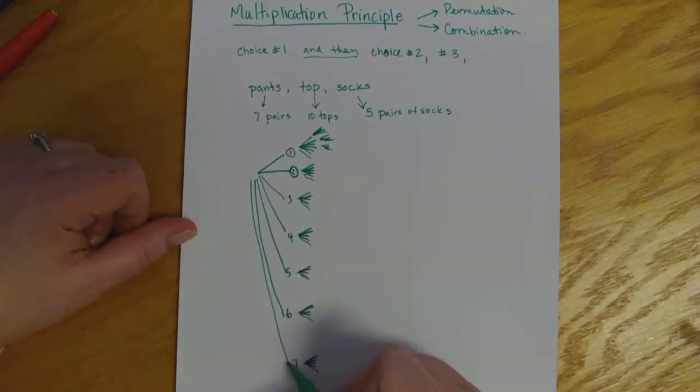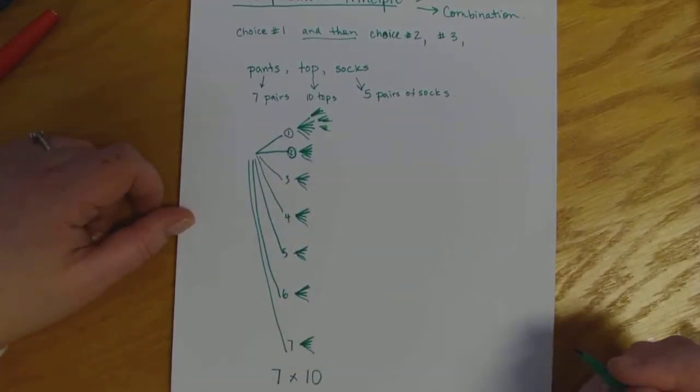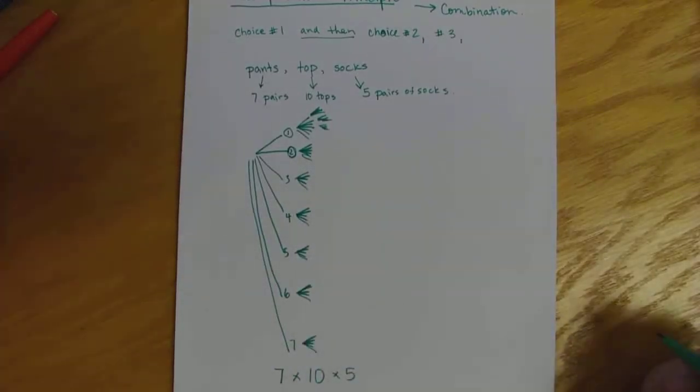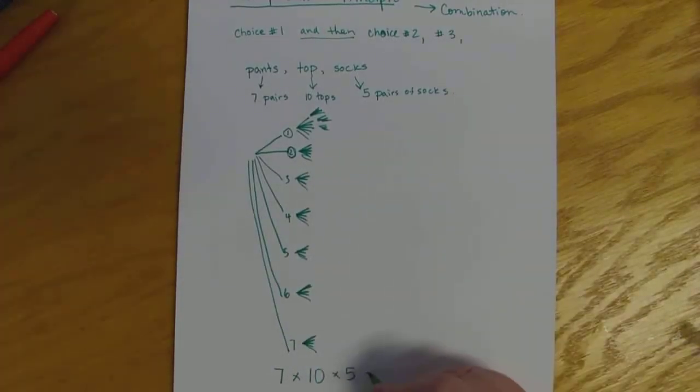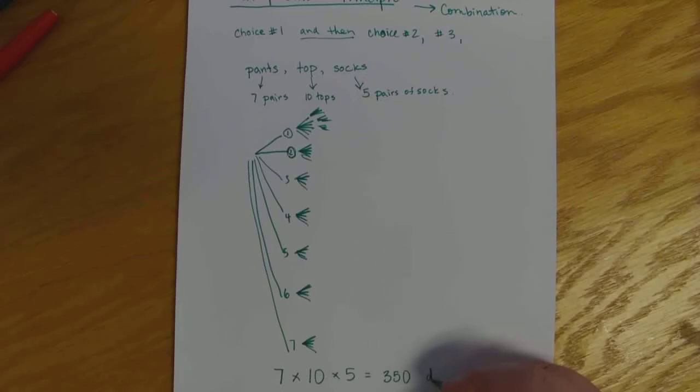So out of these 7 first choices, for each of those choices, there would be 10. And then for each of those choices, there would be 5, and that's called the multiplication principle. So if you multiply this out, just in your calculator, you'll get 350 different outfits that you could have.